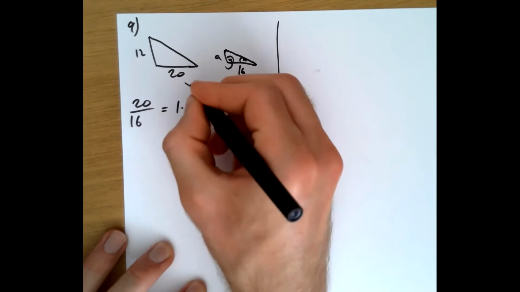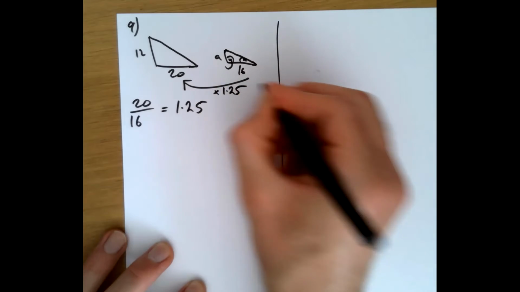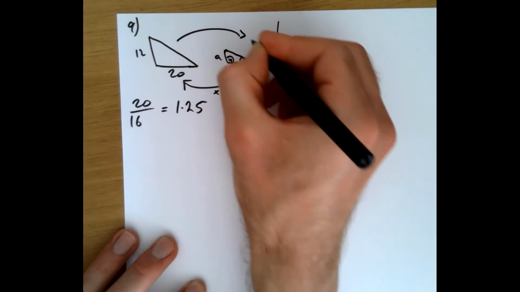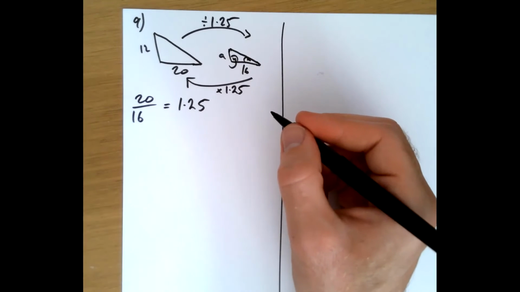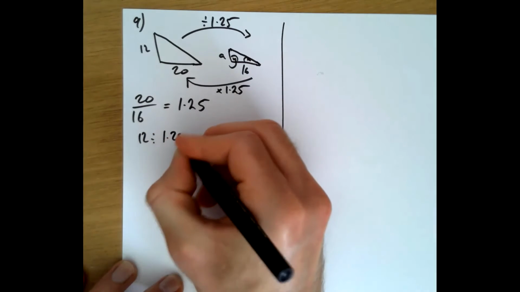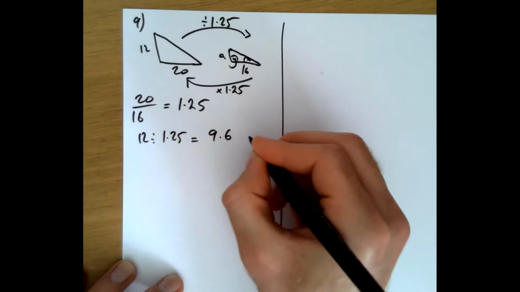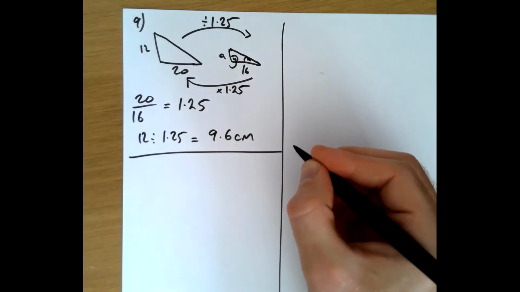So to go from the small triangle to the big triangle, you multiply by 1.25. To go from the big triangle to the small triangle, you're going to divide it by 1.25. So to work out a, I'm going to do 12 divided by 1.25, which should give me 9.6, and the units are centimetres. Okay, so you've got 9.6 centimetres.